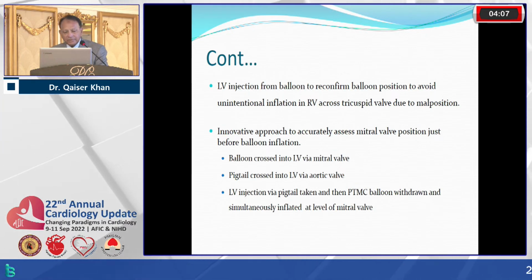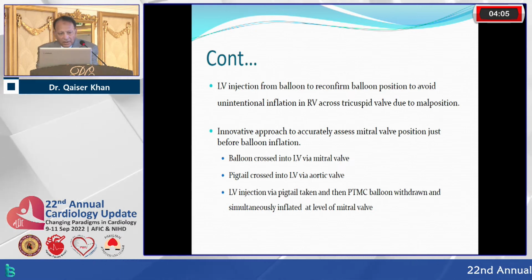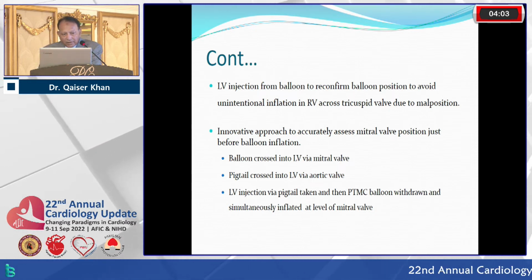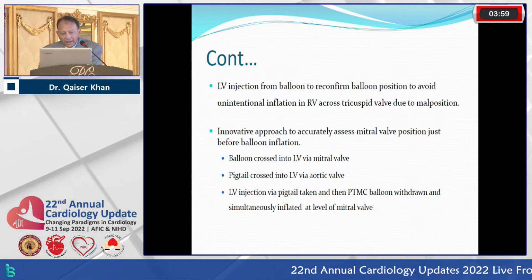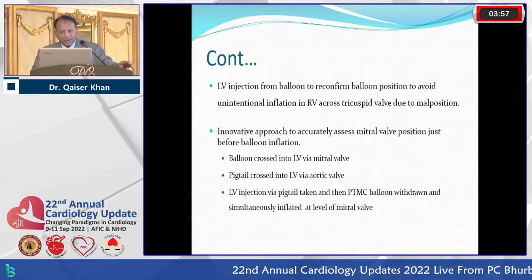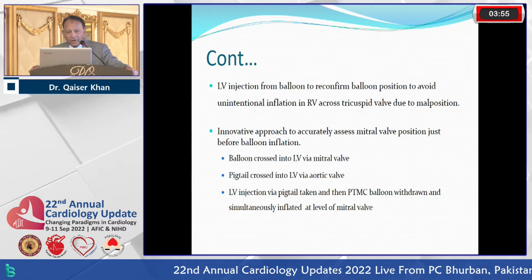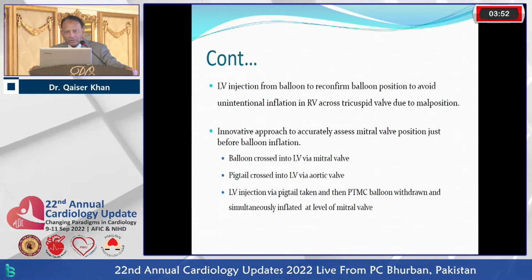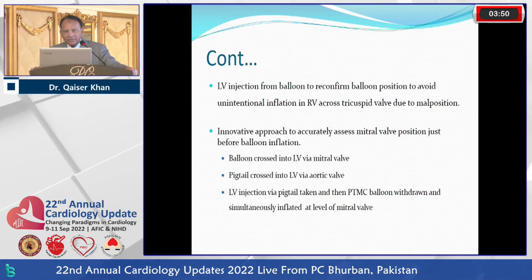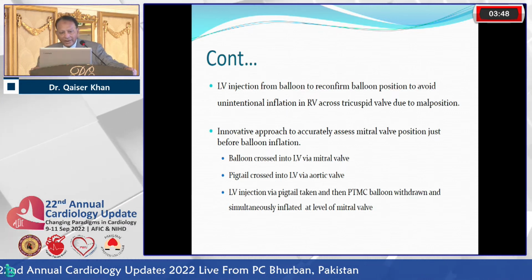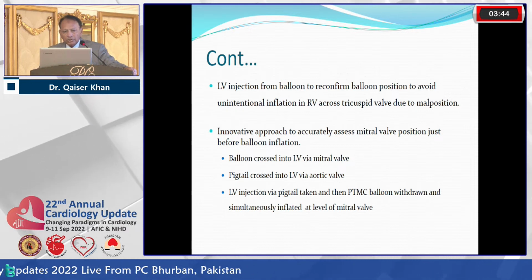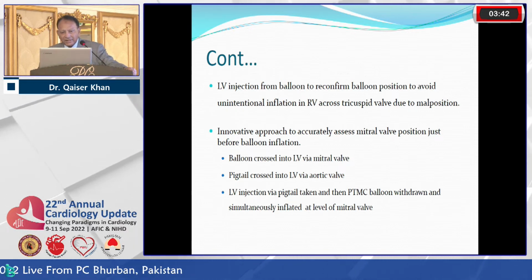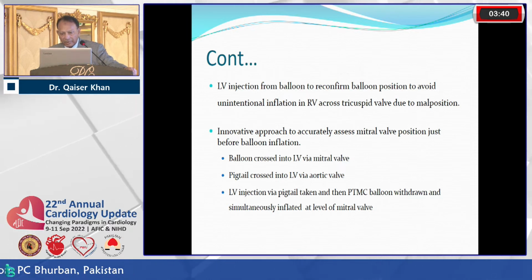This is not written in any textbook. So we have learned that when your balloon is inside the LV, and we think that it is, I'll show you the picture later on, sometimes you are in the RV through the tricuspid valve. So you have to give an LV injection from the balloon to reconfirm the valve balloon position, to avoid unintentional inflation in the RV across the tricuspid valve due to malposition.